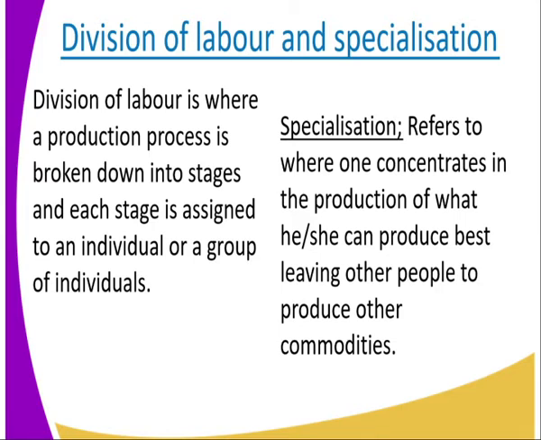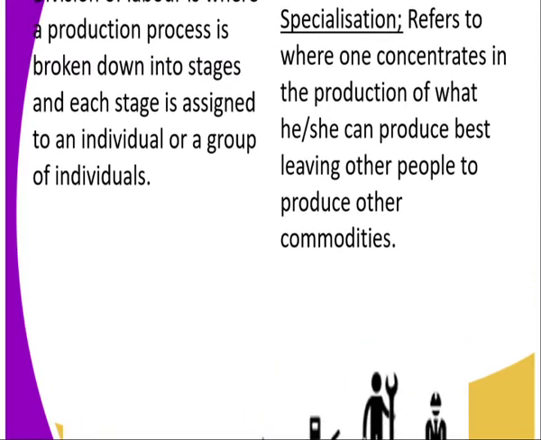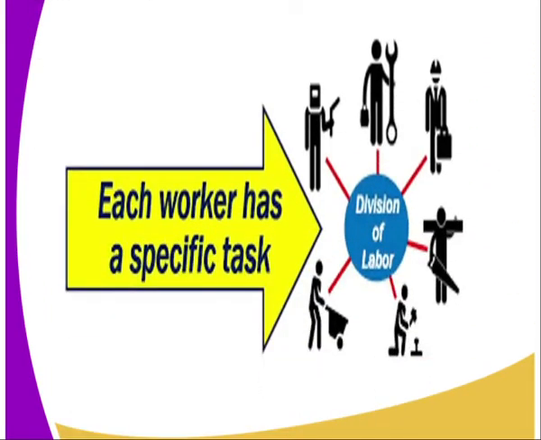The next one is specialization. It refers to where one concentrates on the production of what he or she can produce best, leaving other people to produce other commodities. This is the point where you start producing what you can produce best. You don't produce everything, you concentrate on what you do best. Then you leave the others for other people. As you can see, in division of labor, each and every person has his own work to do. One is carrying, the other one is doing this one, but they are doing the same job, the same duty.